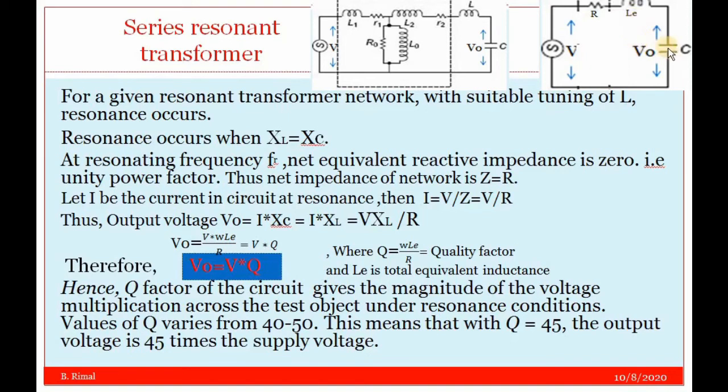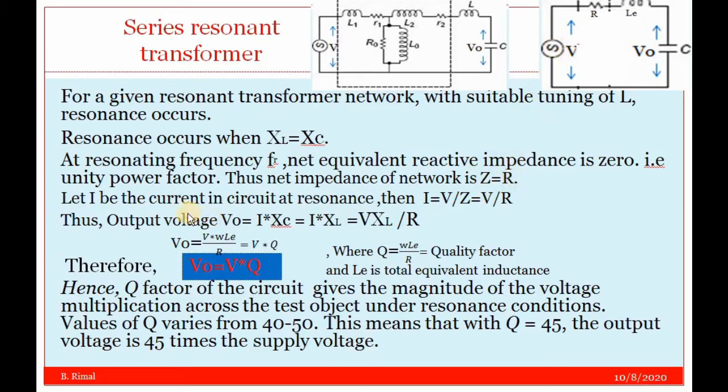That is, inductive effect and capacitive effect neutralize each other. For a given resonant transformer network, suitable tuning of L will cause resonance, and resonance occurs when XL is equal to XC at the resonating frequency FR. Let FR be the resonating frequency. The net equivalent reactive impedance is 0, because the reactive impedance, that is XL minus XC, is 0, so the circuit behaves as a purely resistive circuit. Thus the impedance of the network will be just R.